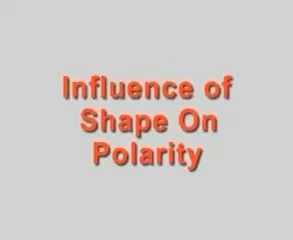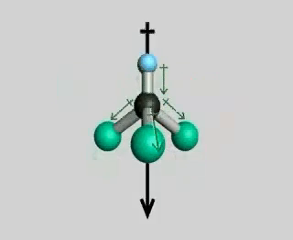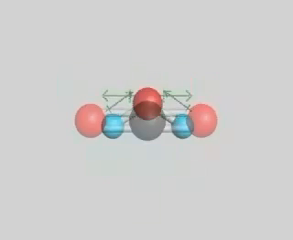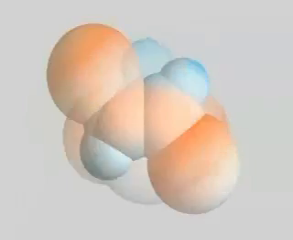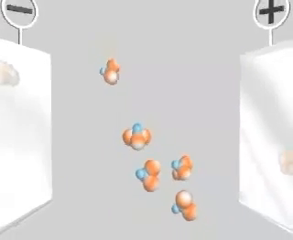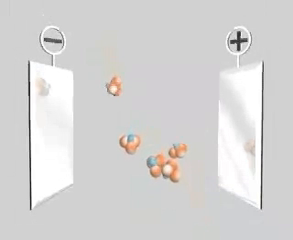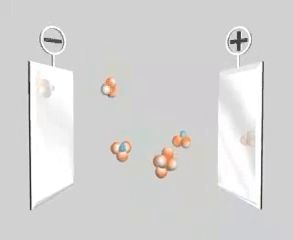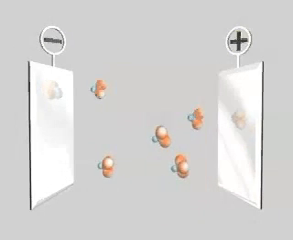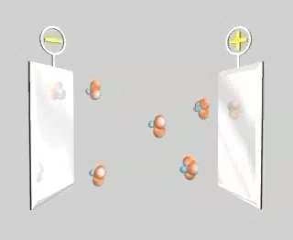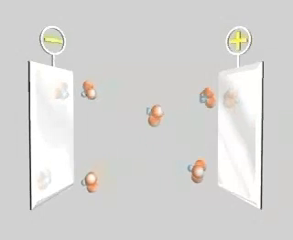When the atoms in a covalent bond have different electronegativities, the electrons are shared unequally and the bond is polar. Depending on the molecular shape, polar bonds can give rise to a polar molecule, one with an overall uneven distribution of electron charge. We can see this charge imbalance when the molecules are placed in an electric field.